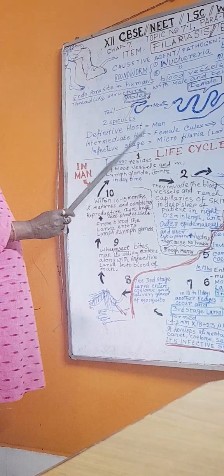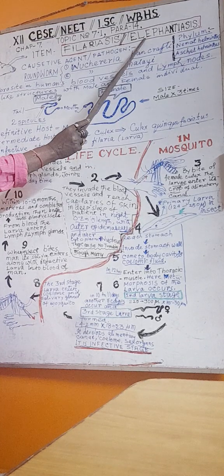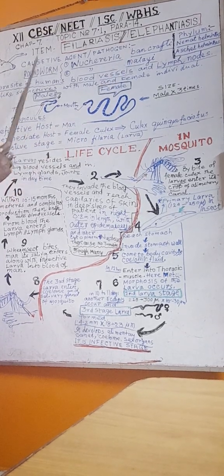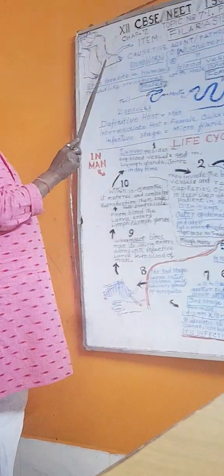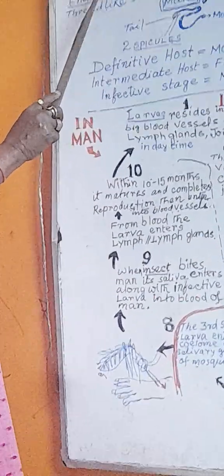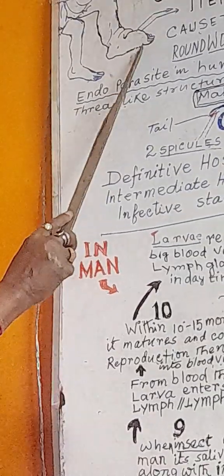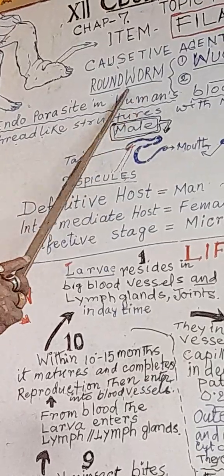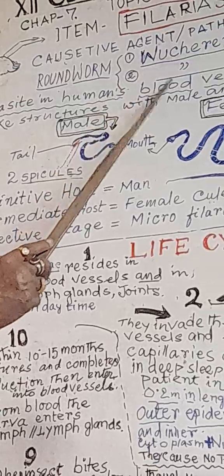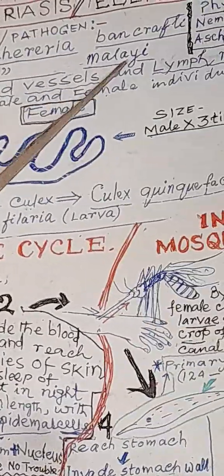The topic is filariasis, also known as elephantiasis. You have seen that many patients have these elephant-like legs. It is called filariasis and elephantiasis, and it is caused by roundworms known as Wuchereria bancrofti, and also another one, Wuchereria malayi.